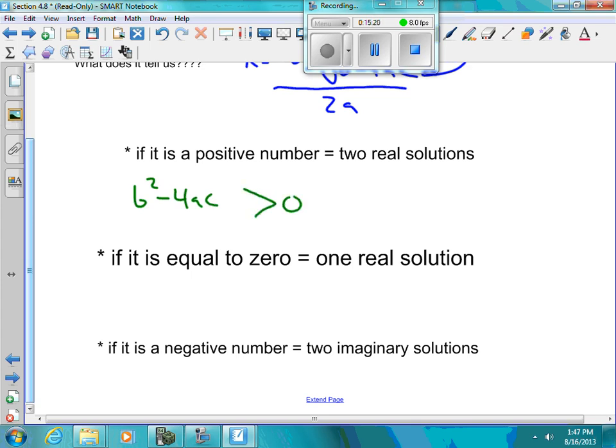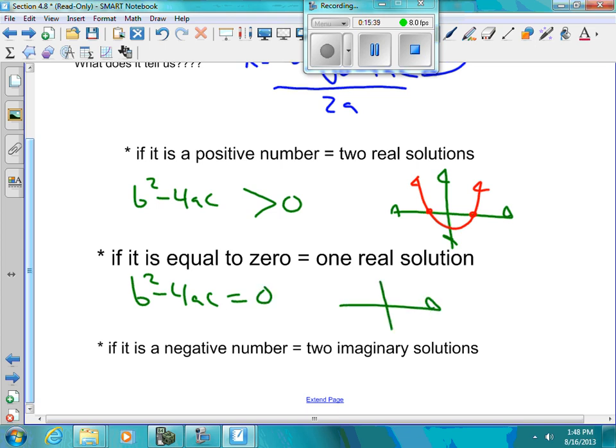So, if it is a positive number, b squared minus 4ac is bigger than 0, then the graph does something like this. It crosses the x-axis in 2 spots. If it is equal to 0, if b squared minus 4ac equals 0, then our graph looks something like this. It touches once. Or it's flipped upside down, touching once. It doesn't matter. It just touches one time.